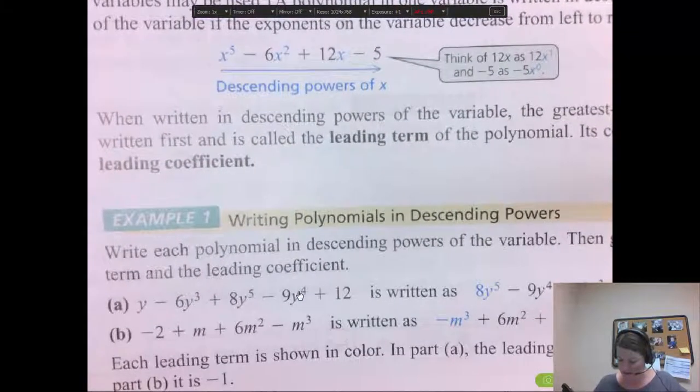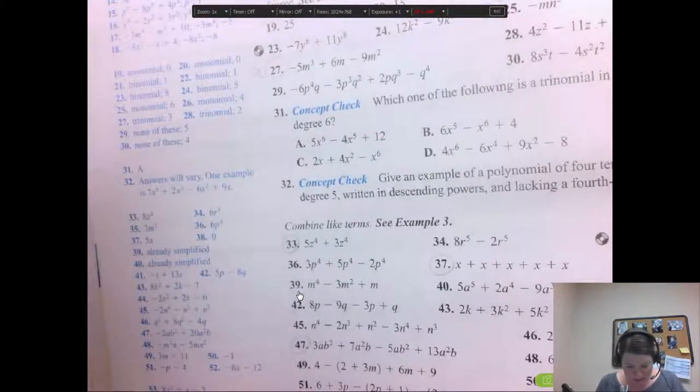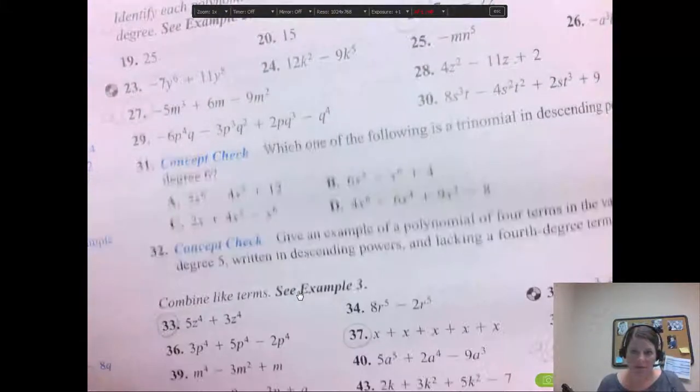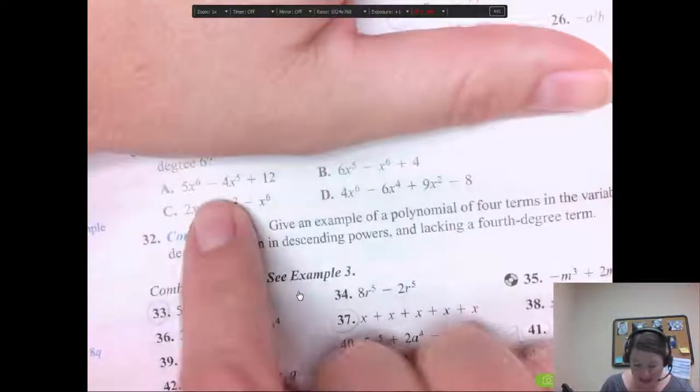Do they have any better examples? Let me flip it over here. Okay, here's the one. So I'm going to look at 31. I don't care what the directions say. I'm going to look at A.